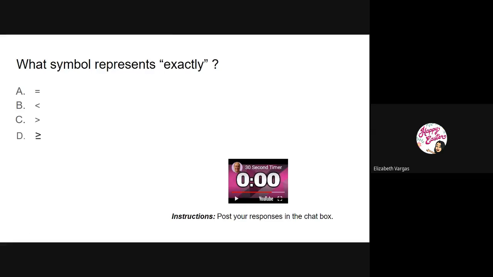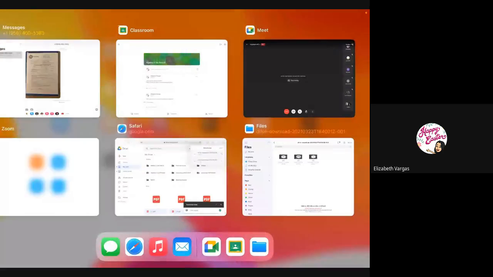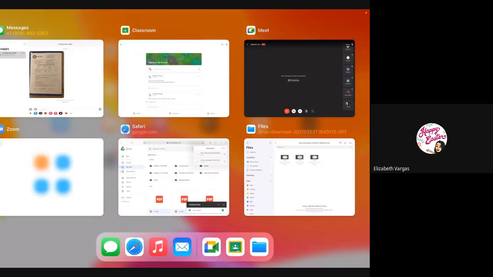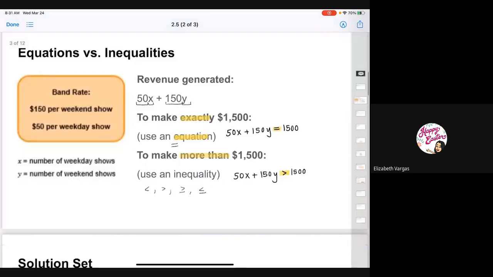Wonderful. Let me go back and share my screen. So we use an equation when we're looking for the exact amount, and we use the inequality when we're looking for greater than a certain amount, less than a certain amount, greater than or equal to a certain amount, etc. Good job.